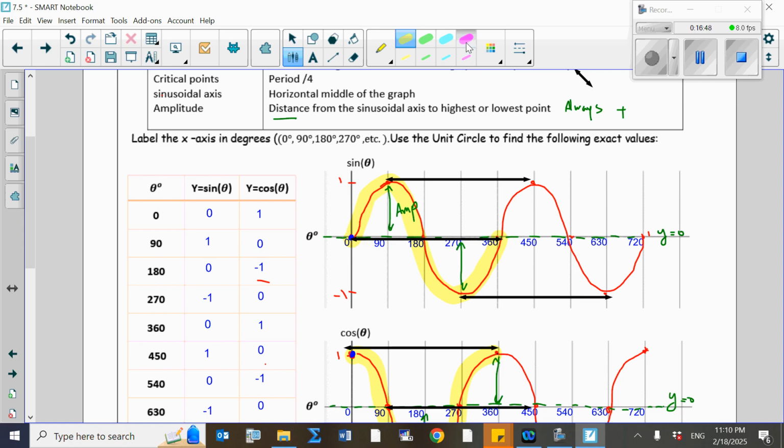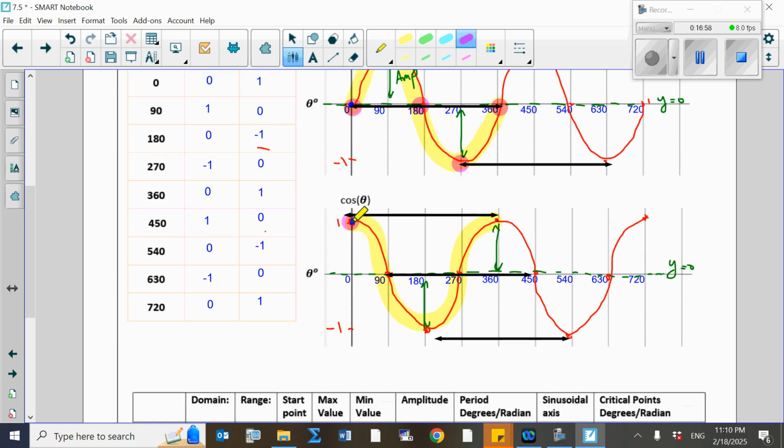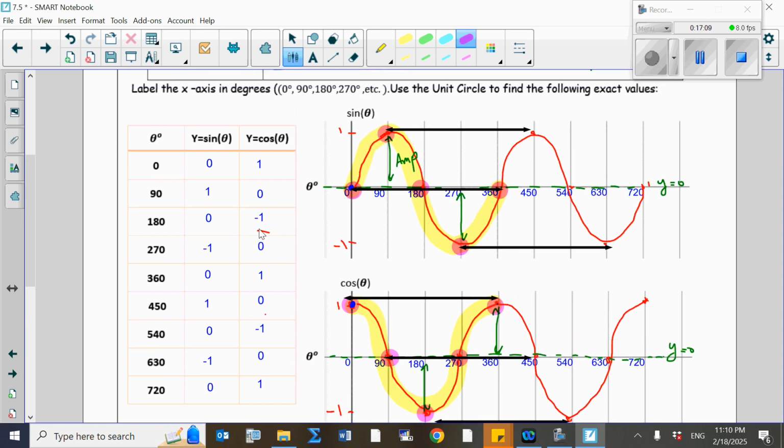I'm going to highlight all of those, like 1, 2, 3, 4, 5 critical points on one cycle. Or here as well, 1, 2, 3, 4, 5 critical points for the cosine. Those are also the points where critical changes are happening. So how many critical points do we have on each period? We have 5 of them. And as you see, those critical points are dividing the period into 4 equal pieces. You see 1, 2, 3, 4 equal pieces.